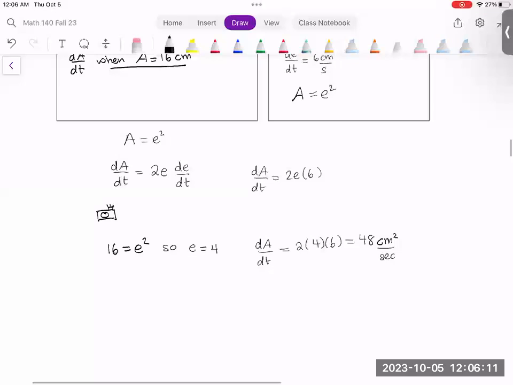Let's take a look at our sign. Our sign is positive. That means that our area is growing, which is what we'd expect if our square side lengths are growing. All right, great.